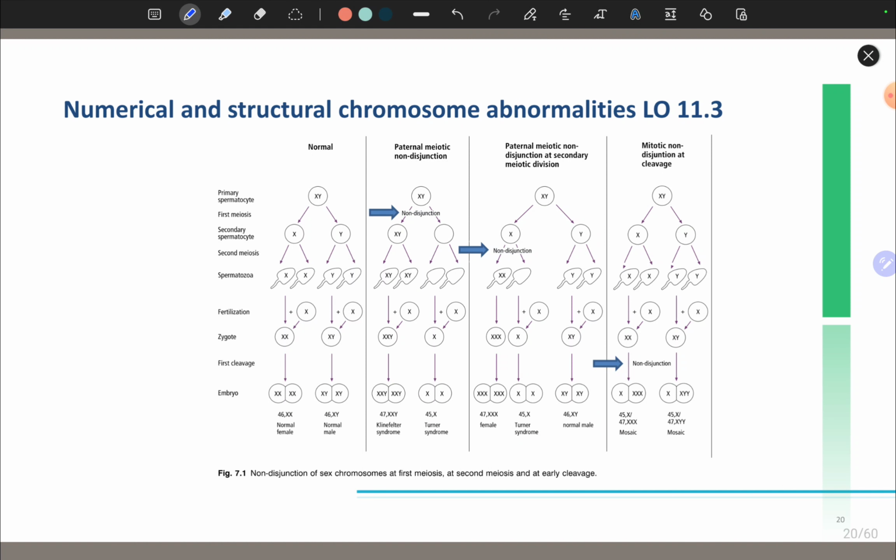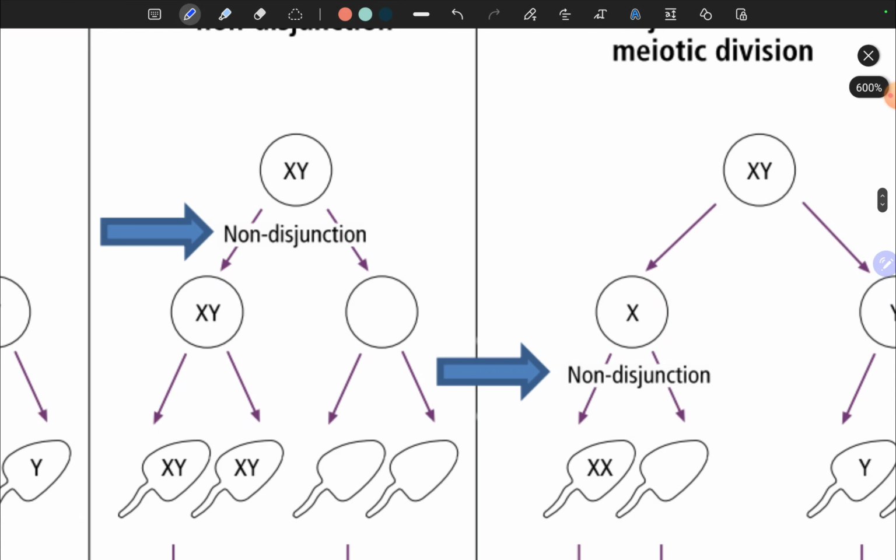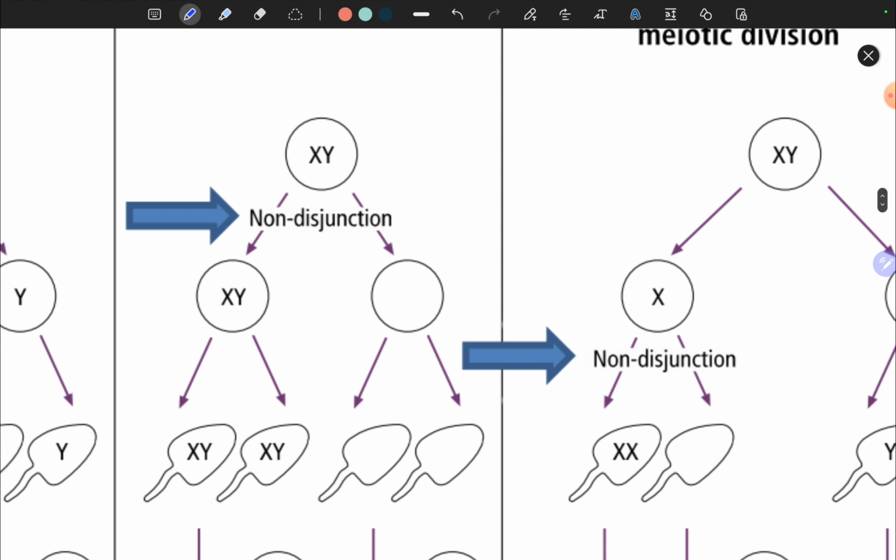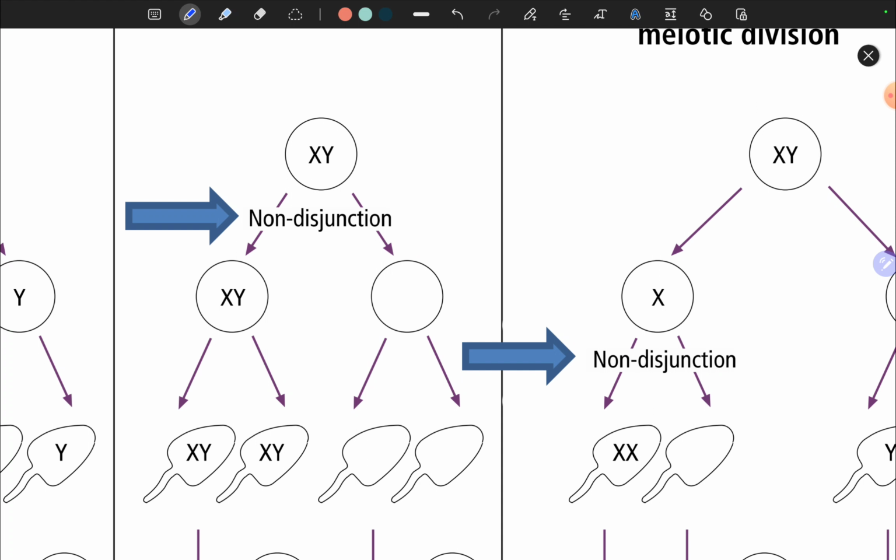So this is spermatozoa, and this is the fertilization. This is for male, this is for female, and this is the normal thing. But in these cases, look at this step, which we call non-disjunction. It is supposed that the X will go to one side and the Y to the other side during the division, but there will be abnormality. This is called non-disjunction. The X and Y go to one area and the other one becomes empty.